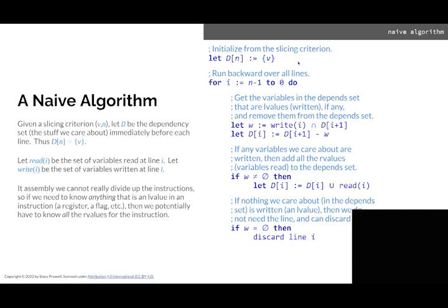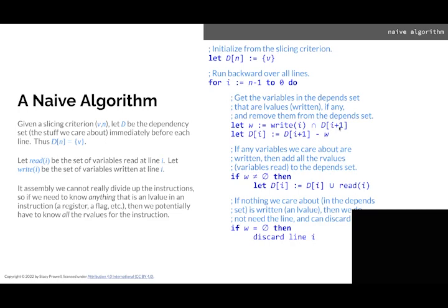My slicing criteria is the value of the variable v at location n. So I initialize my dependency set, the things I care about, to be just the set v at location n. Then I run backwards from location n back up to the top, or to the earliest lines. I get the variables in the depend set that are L values, that are things that are written, and I remove those from the depends set. So here's what I do.